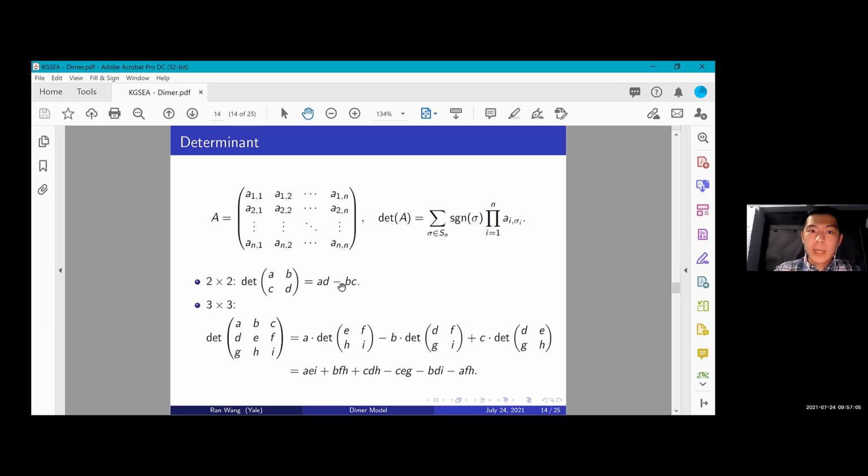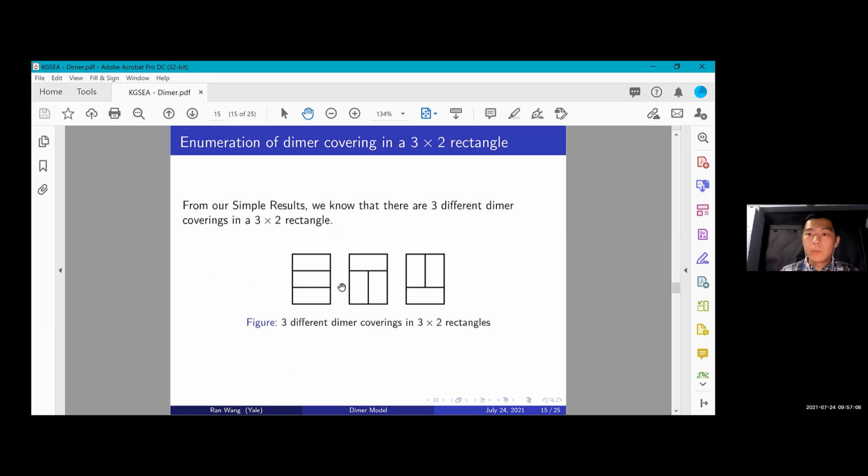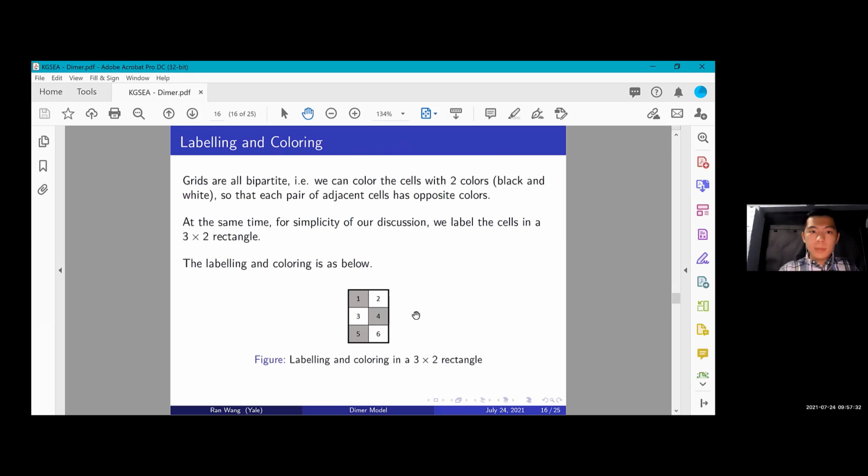So, okay, we'll go next to the dimer covering. So remember in our simple result, we try to tile the 2 times 3 rectangle or 3 times 2, that's totally the same. You just rotate it by 90 degrees, and then that's totally the same thing. So we know that we have 3 different dimer coverings for 3 times 2 rectangles, as it's shown here. So first of all, we want to label all the cells. I'll just keep it simple: 1, 2, 3, 4, 5, 6.